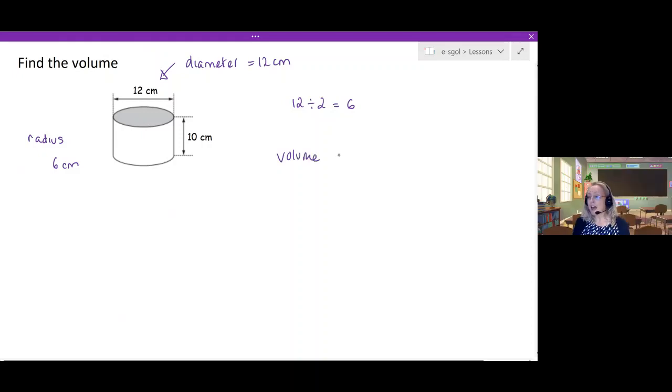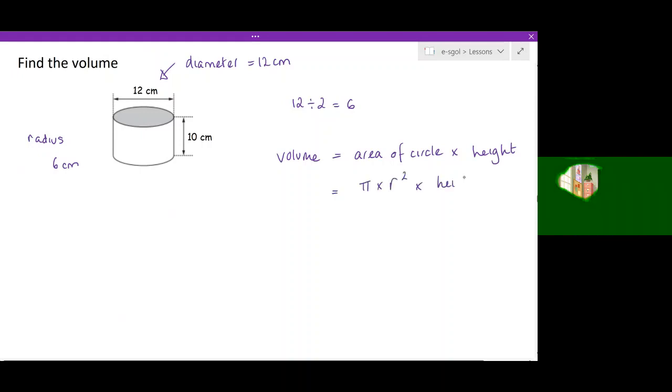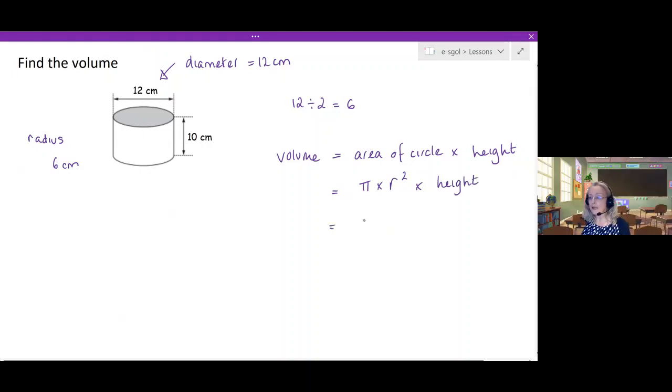So in order to find the volume of this cylinder, I am going to do the area of the circle, and then I'm going to multiply it by the length of the prism or by the height. So the area of the circle is pi times the radius squared, and then I'm multiplying that by my height. So I get pi multiplied by 6 squared multiplied by my height, which is 10. And this is actually the exact same question as the one that we just did. It's just been given to us in a slightly different way. So this one again is 360 pi.